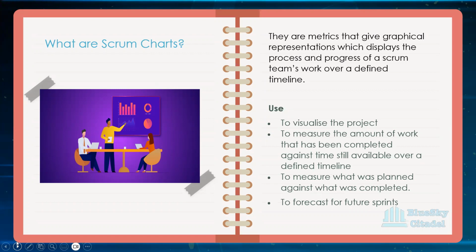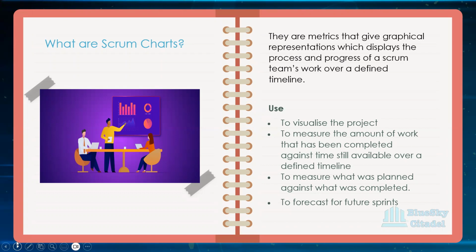Why do we need it? So we can use it to visualize the project. You can use it also to measure the amount of work that has been completed against the time that is still available, over a period of time that you need to work. You use it to measure and you use it to plan against what has been completed. It helps you to forecast also, like a velocity chart helps you to forecast what the team can work based on their performance, because it records that. And then, like I said, it helps you to forecast for the future.